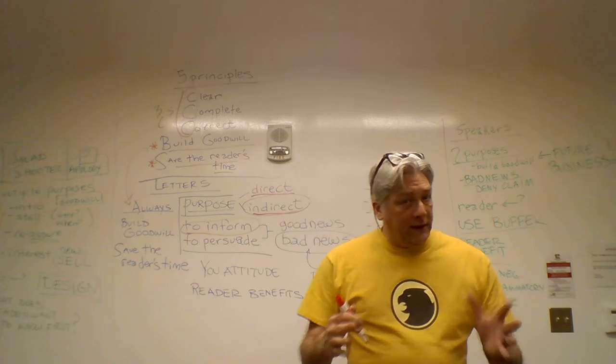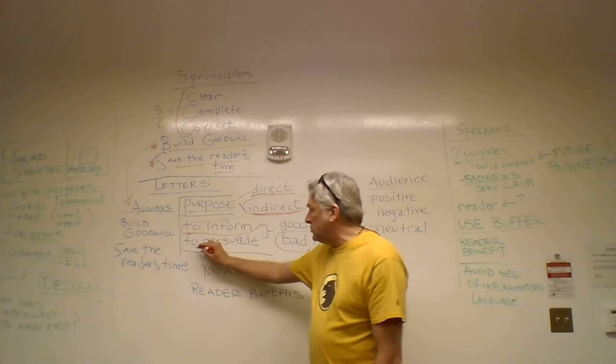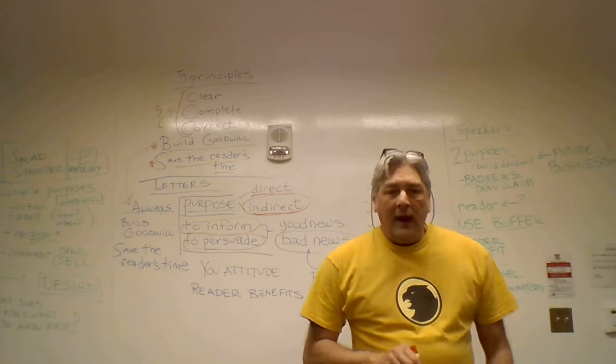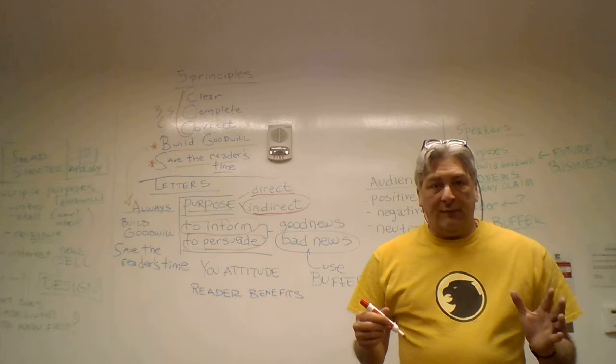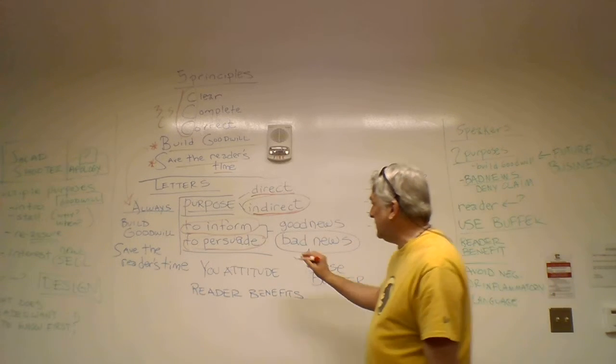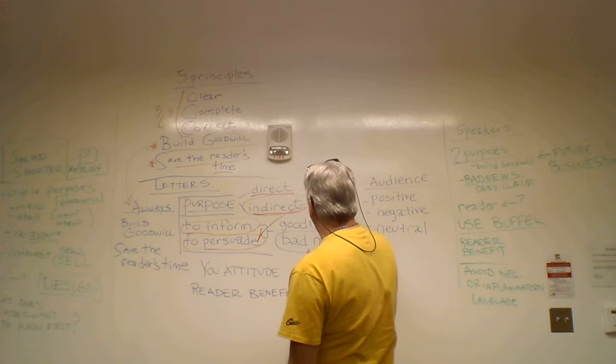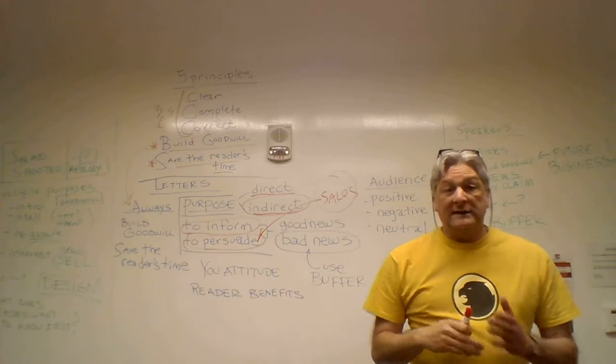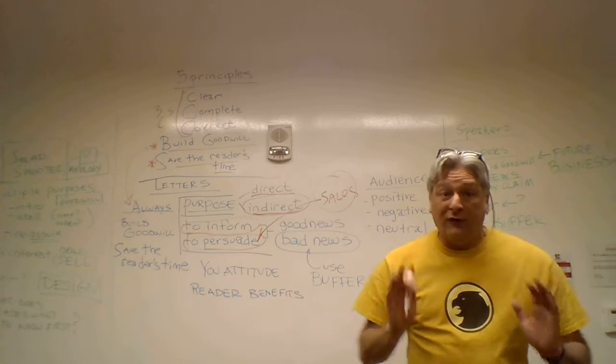We have to be a little indirect in our approach. And these communications are definitely the ones in which we persuade, and we have a lot of other things that we have to think about when we're persuading the reader. And one particular form of persuasion is sales, in which we're trying to sell the reader something. It's a particular form of persuasion.